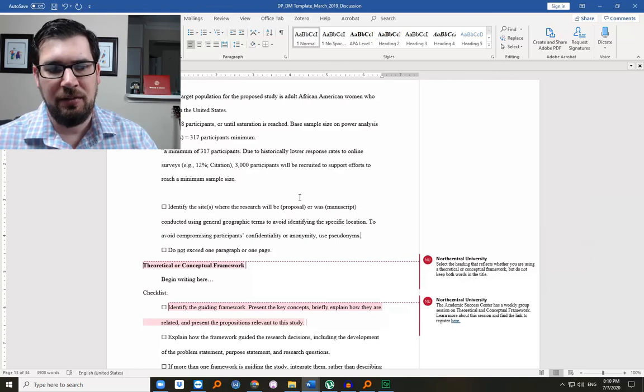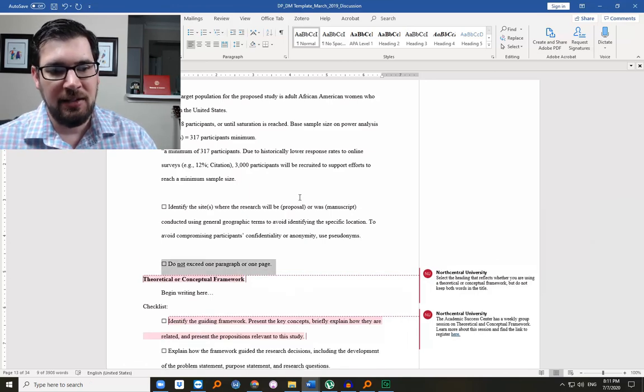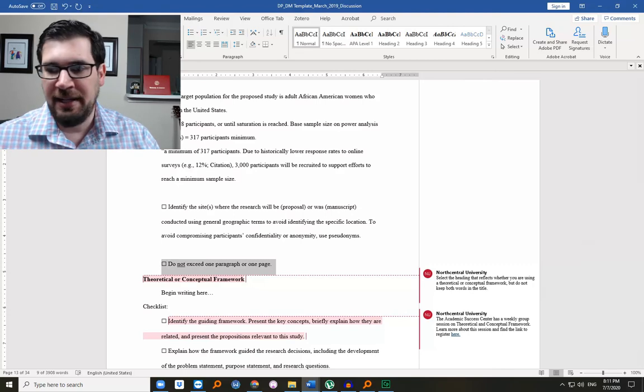Normally you don't identify individuals in quantitative studies, but you might say there were several outliers, observation or participant 392 had very high, so it could be a case, but normally you'll just use a number in those cases. Again, do not exceed one paragraph or one page.